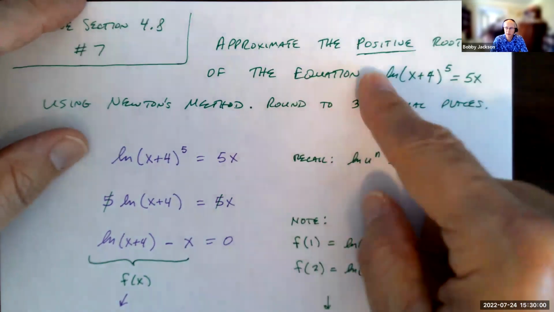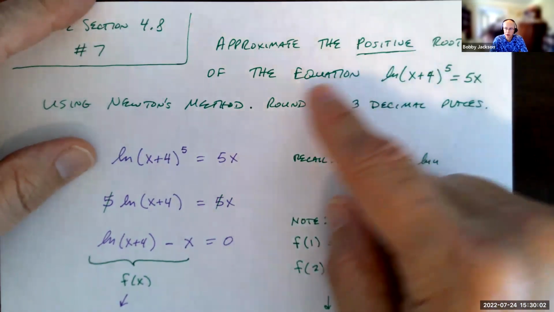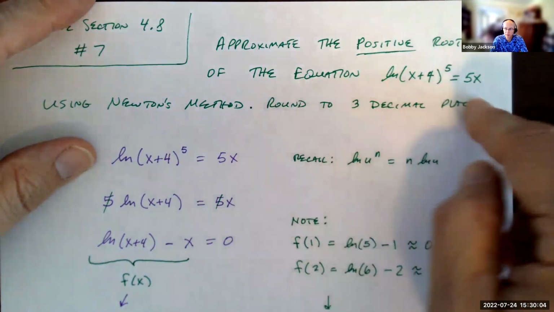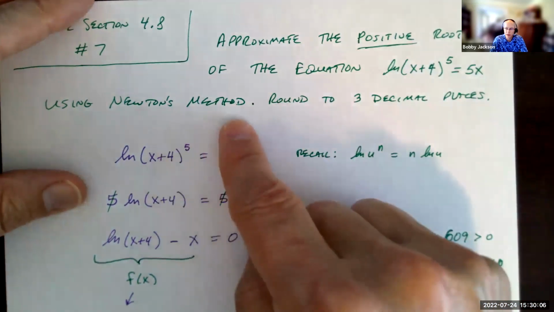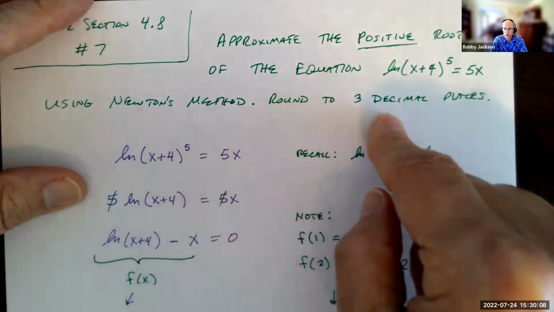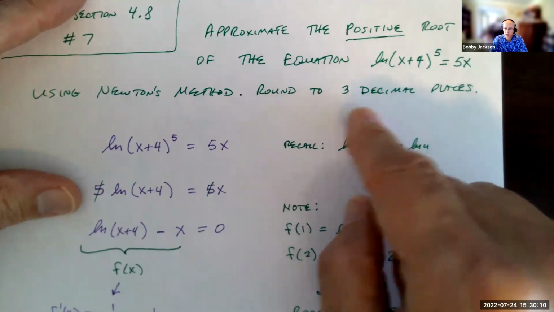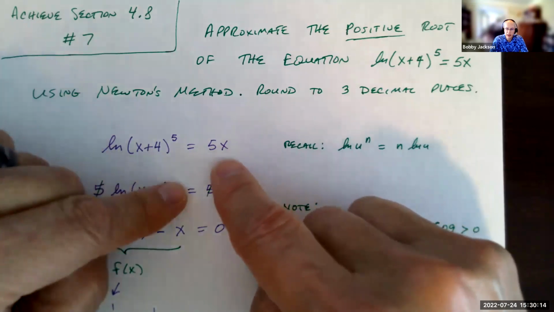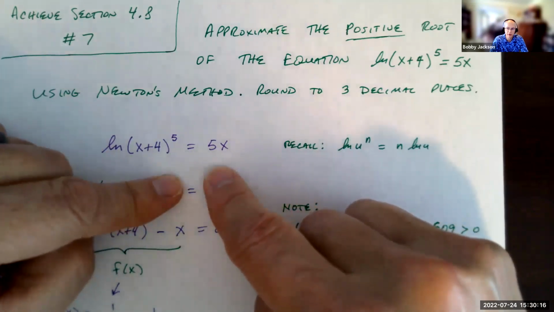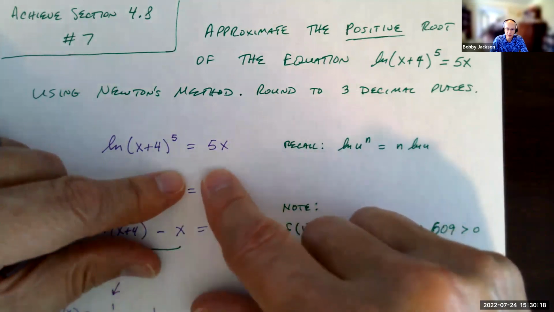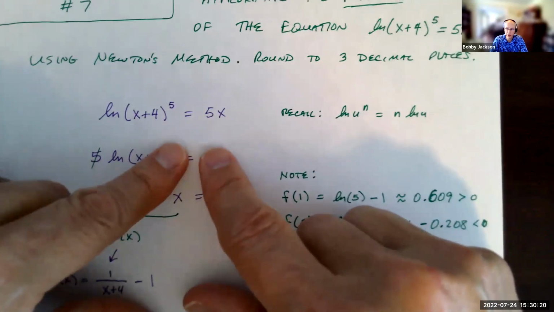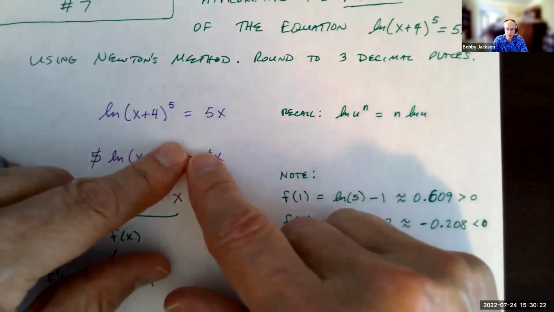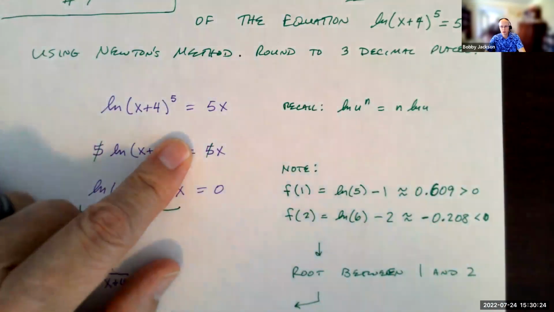We're to approximate the positive root of this equation using Newton's method, and then round that to 3 decimal places. Okay, so I just rewrote the equation here. To me, it seems like there's some simplification we can do. You don't have to do this, but I think this is helpful because later on in Newton's method, we need a derivative, and anything we can do to simplify taking the derivative is good.